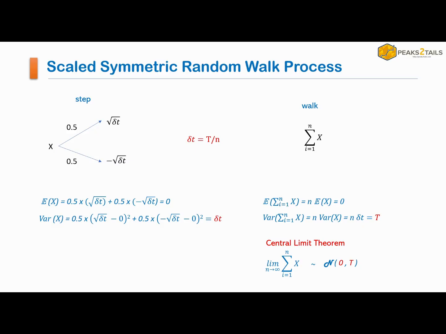Now this distribution, which is normal and has a mean of 0 and variance t, has a special name in continuous time. It is called the standard Brownian motion, denoted as Bt, which is normally distributed with mean 0 and variance t. Now standard Brownian motion becomes the fundamental currency of modeling randomness in continuous time.